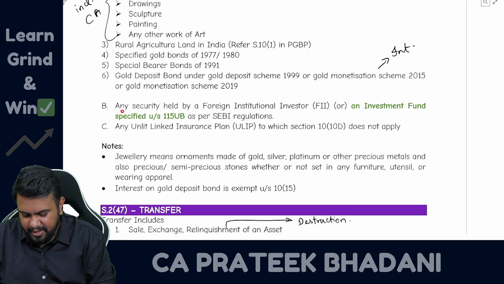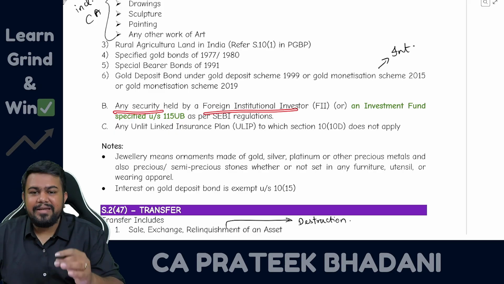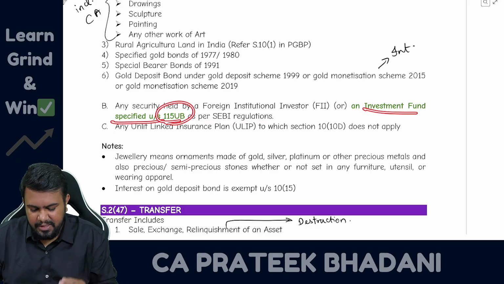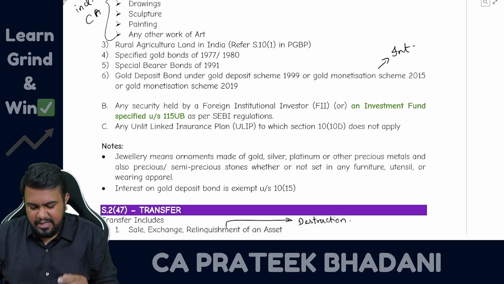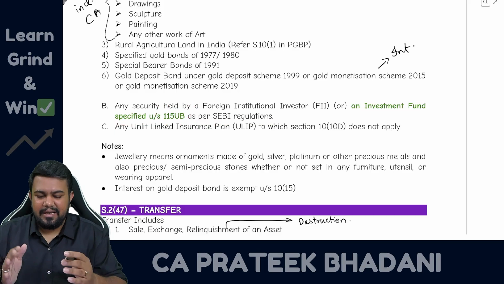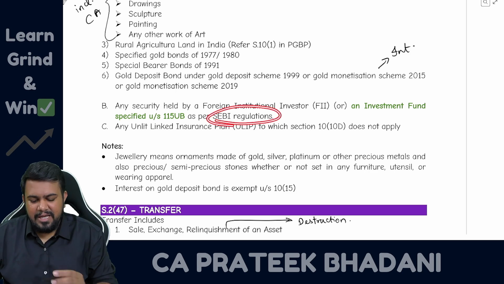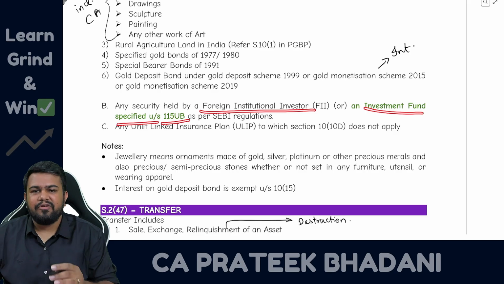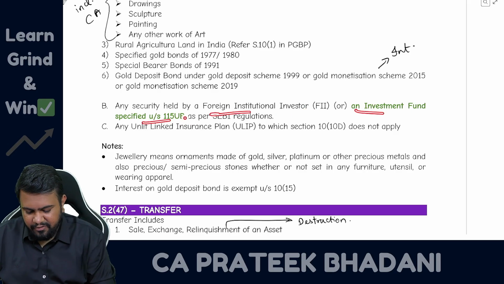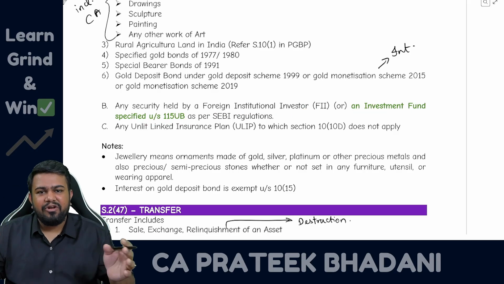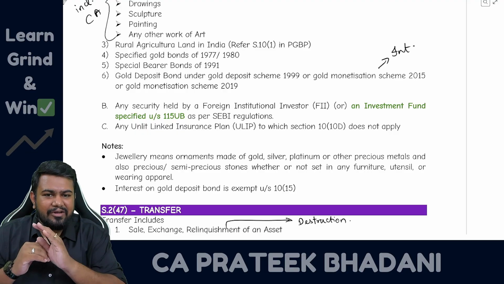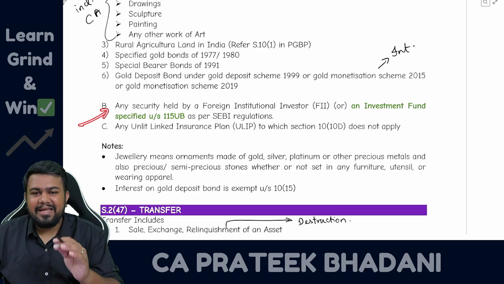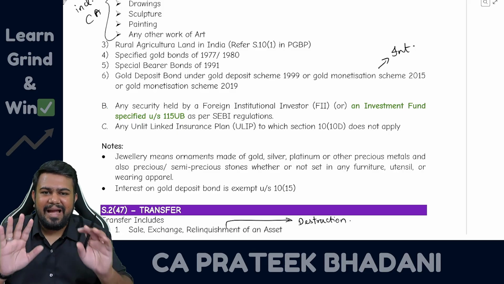So what is the second point? Any security held by a foreign institutional investor or an investment fund specified under section 115UB as per SEBI guidelines. So if any security, that is shares etc., which is held as per SEBI regulations by a foreign institutional investor or investment fund specified under section 115UB, for these two categories of people, if they are having any security, it will always be considered as capital asset. It will never be considered as stock in trade. So always if they are having any income from security, it will be taxable under capital gain chapter.